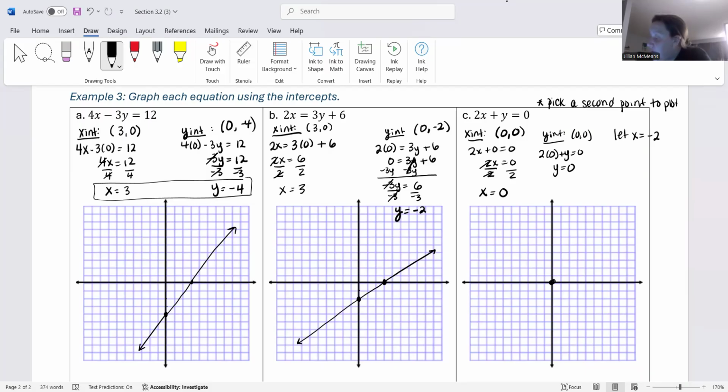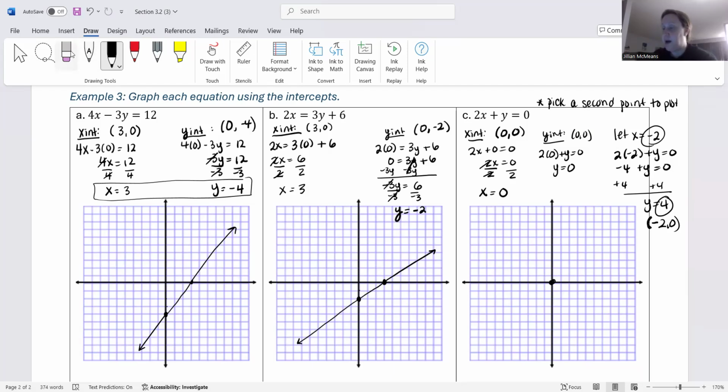Okay, so if x is negative 2, I'm going to rewrite my equation replacing x with negative 2. Well, 2 times negative 2 is negative 4. I want to solve for y. In order to get y alone, I need to add 4 to both sides. So that tells me y equals 4. So my new ordered pair, I chose x to be negative 2, and I found y to be 4. So I've already got my origin. That's the x and the y-intercept.